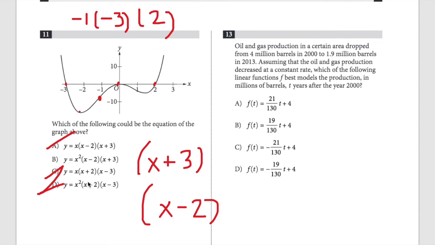So now let's try B. -1 squared is 1, and then -1 minus 2 is -3, and then -1 plus 3 is 2. So as you can see, it gives me -6. So A didn't even give me a negative answer, but B did, so obviously B would have to be your answer.